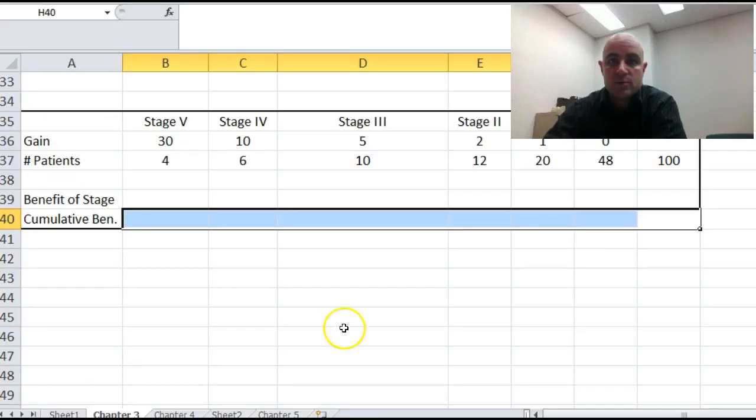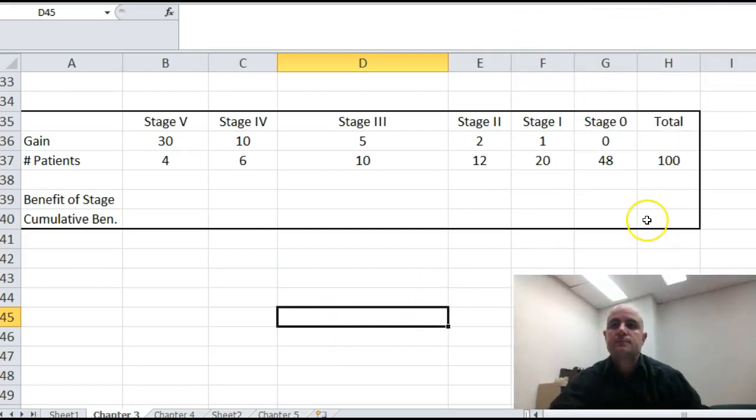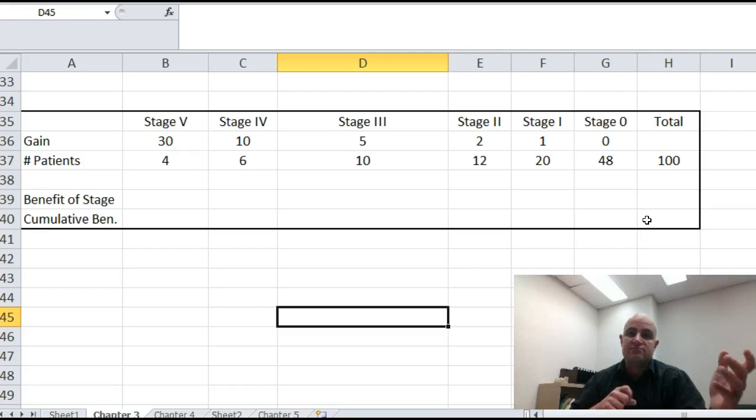Let me go pull this up here. Okay, so with this analysis, you're the provider and you're trying to decide what you should do. Now, we're taking money out of the equation here, right? Let's just assume that it's free and that you get the same amount of money whether you treat stage 5 versus stage 0.